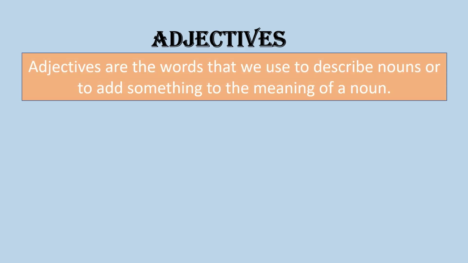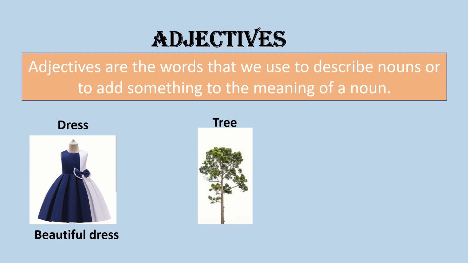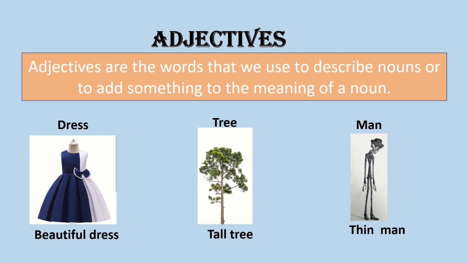Adjectives are the words that we use to describe nouns or to add something to the meaning of a noun. For example, this is a dress, and we can describe it with the word beautiful. And this is a tree, and it is what? It's a tall tree. This is a man, and he is a thin man. Now you know what adjectives are.